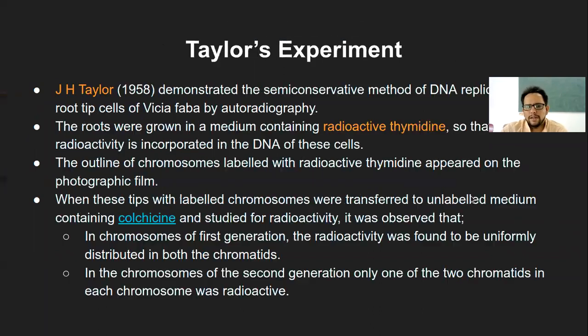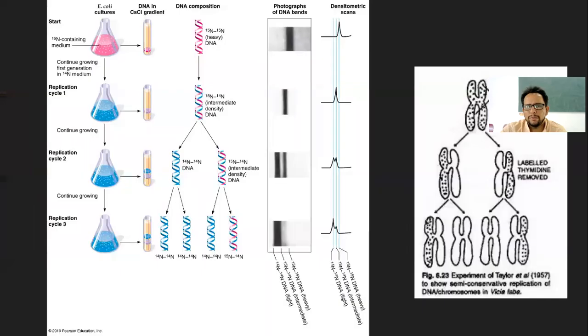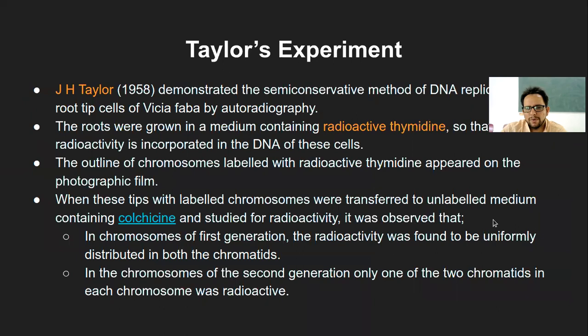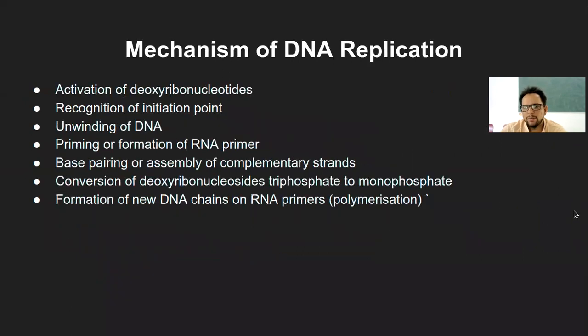So in the last class, we had looked at these two experiments. One was Meselson and Stahl's experiment, and the other Taylor's experiment, where they were proving the point of the semi-conservative method of DNA replication. So moving forward from there, now we'll actually come to the mechanism of DNA replication. How exactly does it happen?